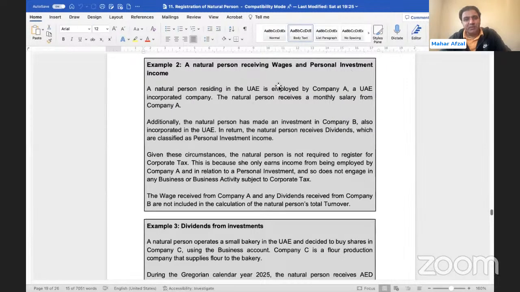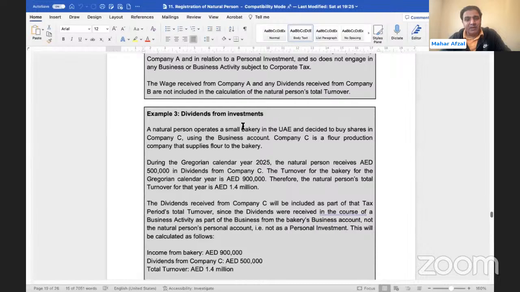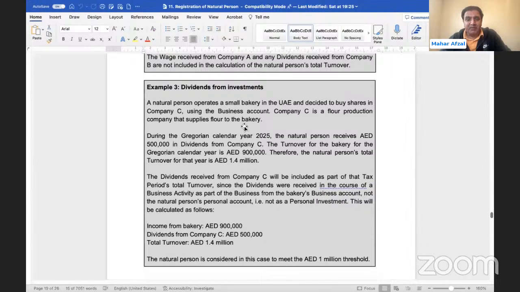Receiving wages and personal investment income: both will not be subject to tax. Dividend from investment, it depends. If you are getting a dividend from a local juridical person, and you are a resident, it will be exempt. If an individual is getting a dividend, it will not be subject to tax. If companies are getting a dividend, it will be exempt. If a non-resident person is getting a dividend, it will be state source income.